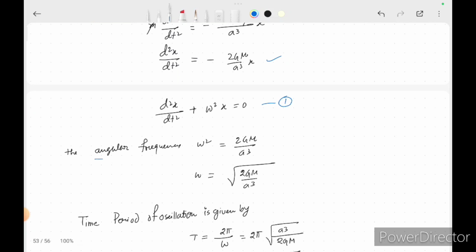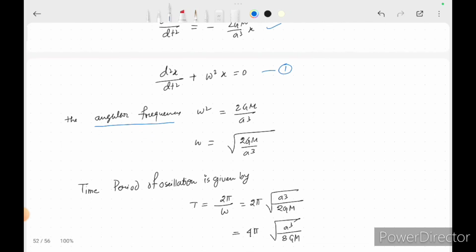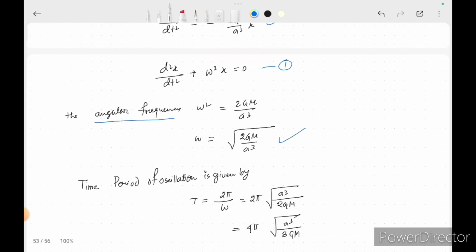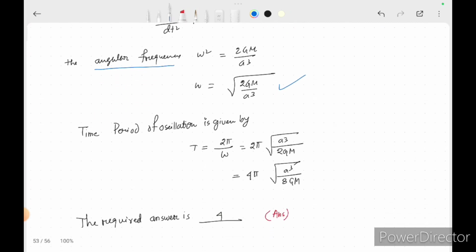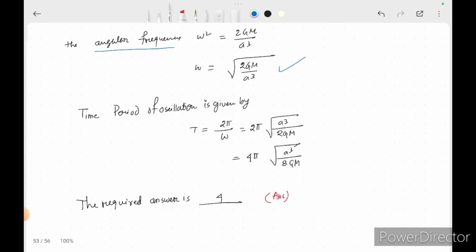So from this equation of motion, the angular frequency omega square equals 2GM upon a cube, so omega equals root under 2GM upon a cube. Now the time period of oscillation is given by 2 pi by omega, that is 2 pi root under a cube upon 2GM. Now we match with the unit mentioned in the question. For that we multiply it by 2, and we get 4 pi root under a cube upon 8GM.